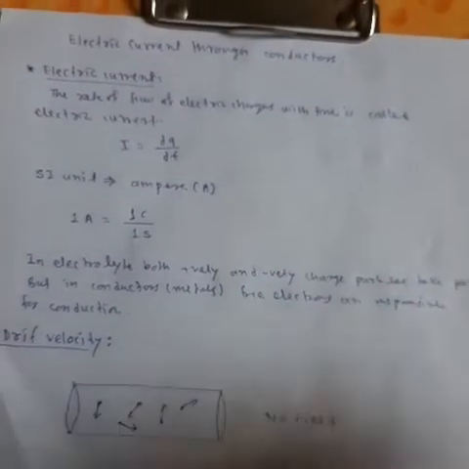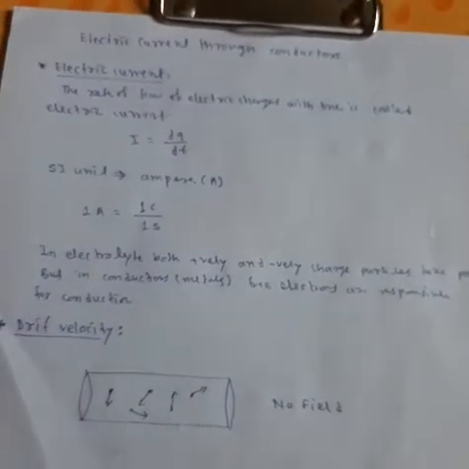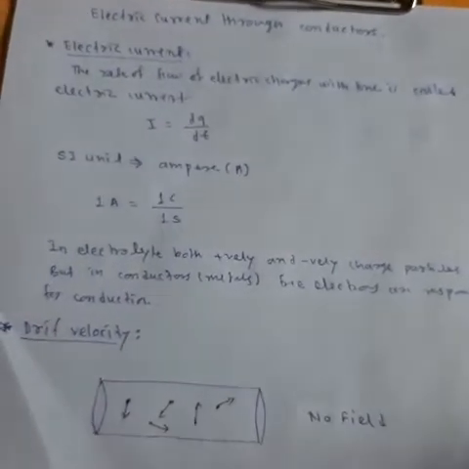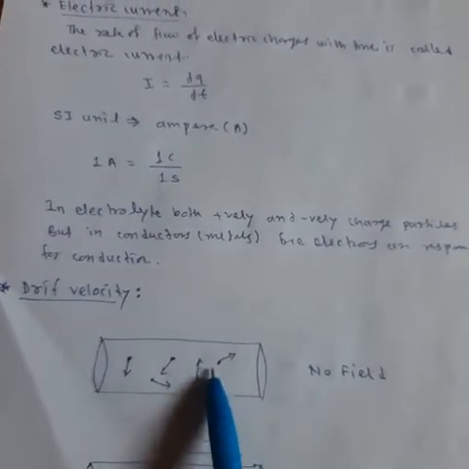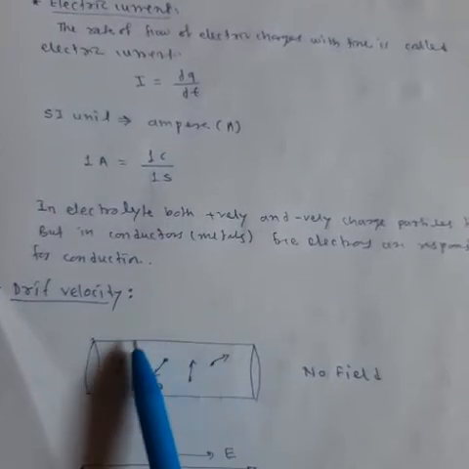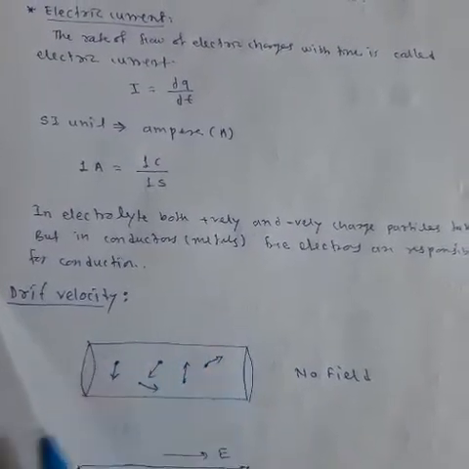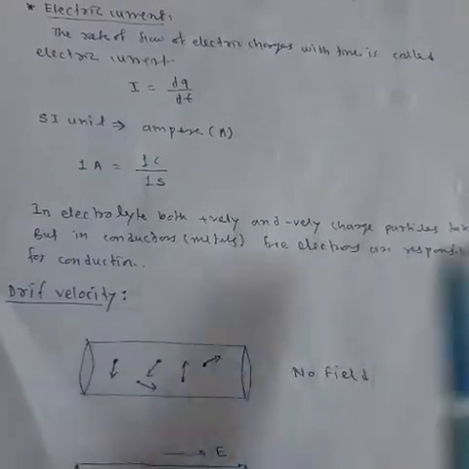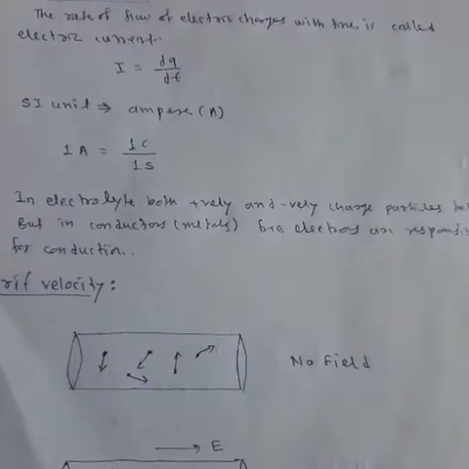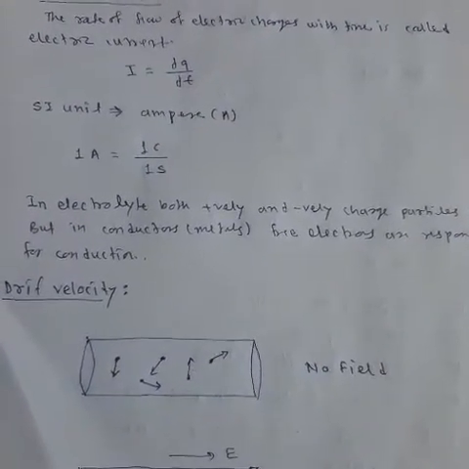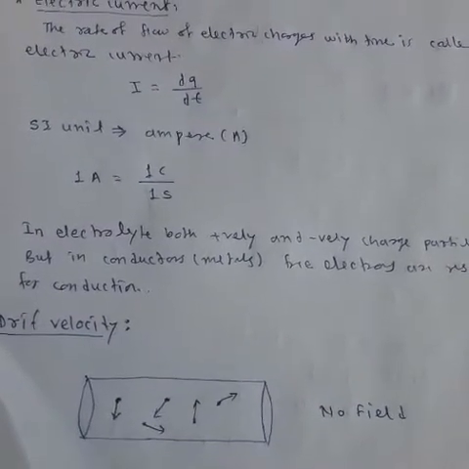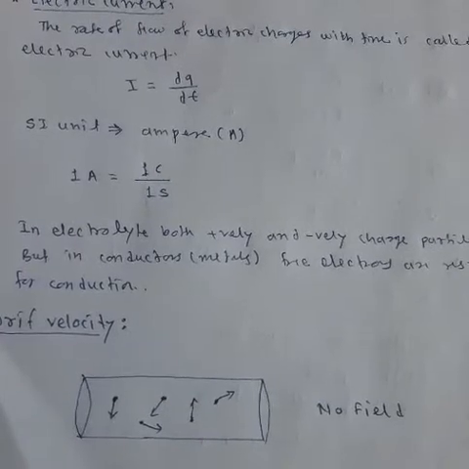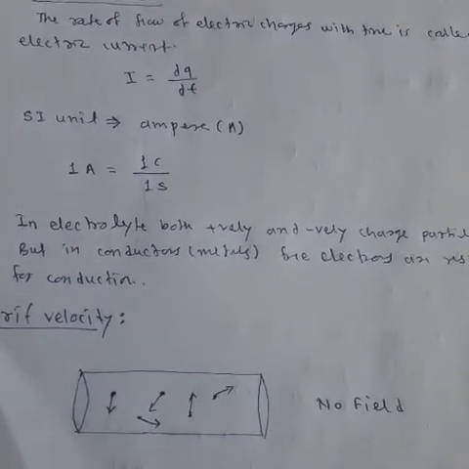Now we are going to understand what is meant by drift velocity. What is meant by drift velocity? Consider a piece of metal. We know that metal consists of a large number of free electrons, and these free electrons are in random motion, means they move in different directions with different velocities at room temperature also.